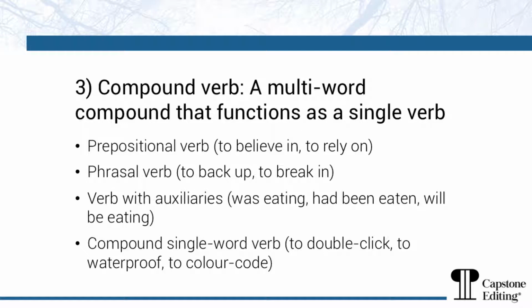The third type of compound word is a compound verb, which is a multi-word compound that functions as a single verb. There are 4 different types. There are prepositional verbs, like to believe in and to rely on, phrasal verbs, like to back up and to break in, verbs with auxiliaries, like was eating, had been eating, and will be eating, and compound single word verbs, like to double-click, to waterproof, and to color code.